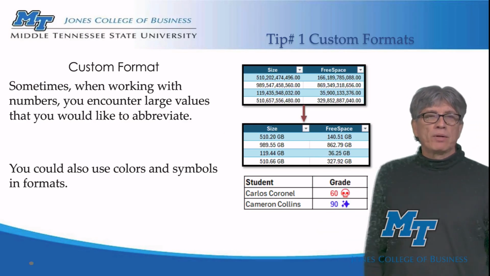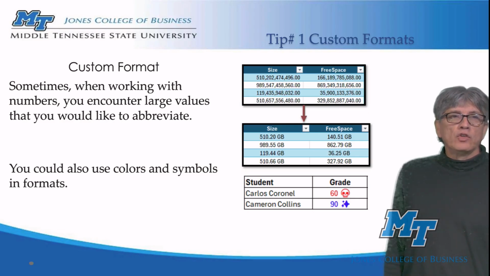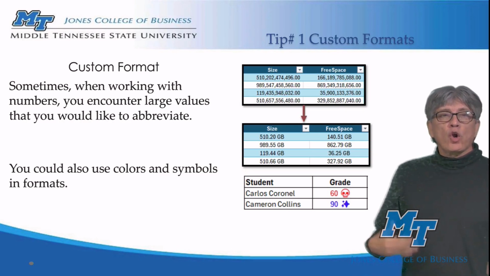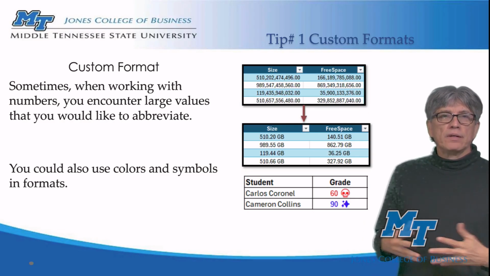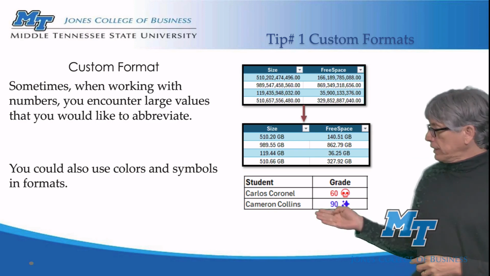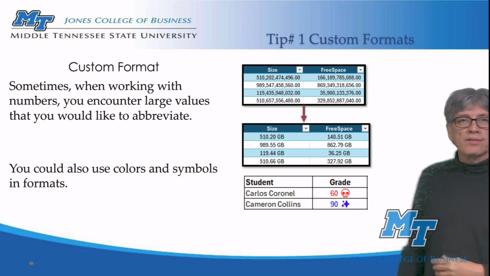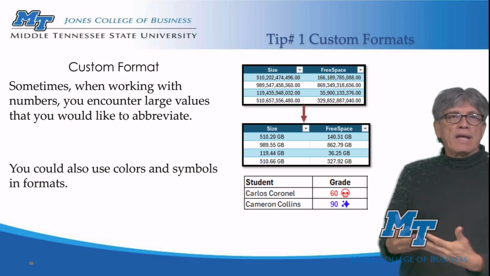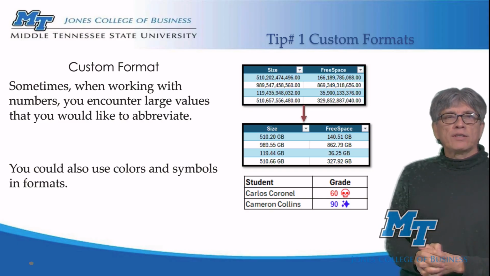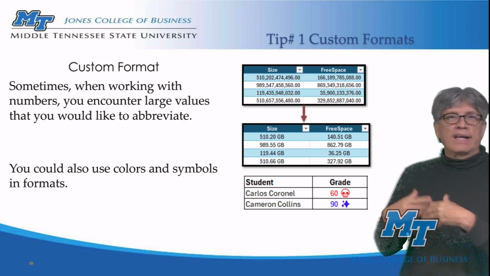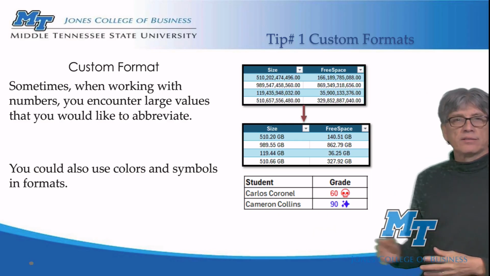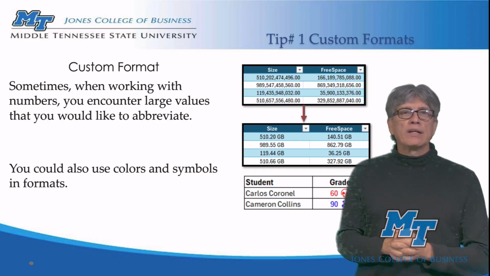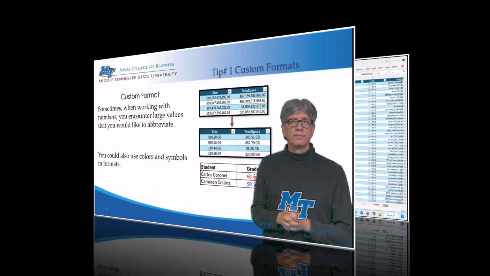That's one example. Another example is you could also use colors and symbols in the formatting. For example, in here we have a sample of some grades. As soon as you enter the grade, according to the grade, you can apply a color to the contents of the cell, you can add a symbol, you can add text, etc. So let's go see how you can learn how to do that in Excel.